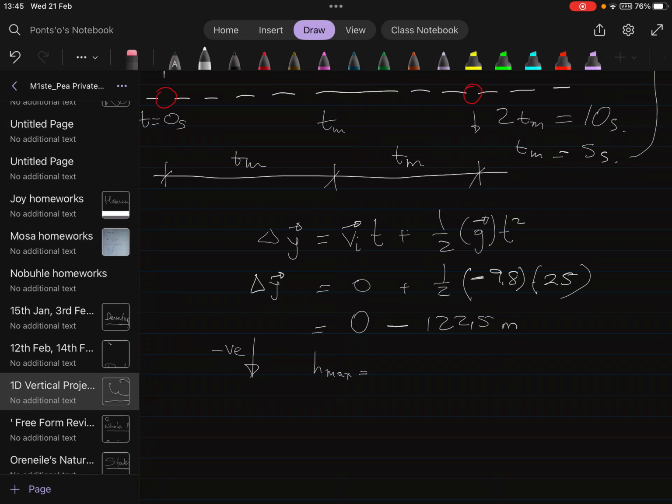Therefore, the H max is 122.5 meters. Wow, he actually hit the ball quite high up, eh? Yeah. It's quite high up.